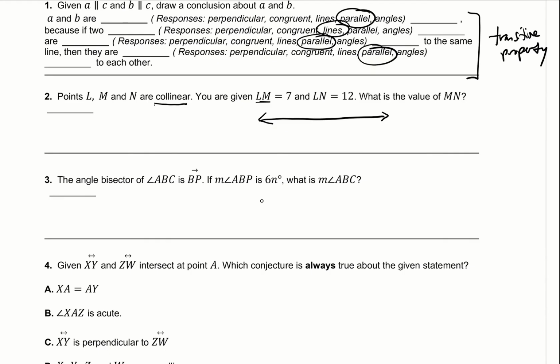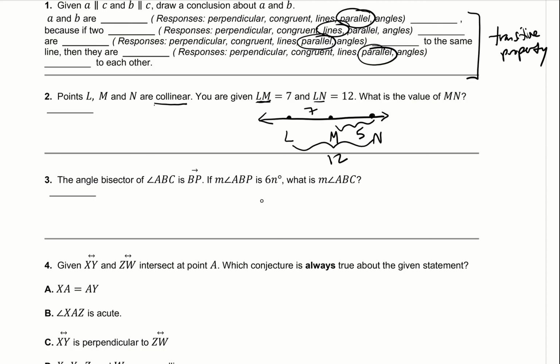Now it says LM, the distance from L to M, is equal to 7, and from L to N is equal to 12. So we have here the distance from L to M is 7. The distance from L to N is 12, like this. And so once you draw this out, you can tell that M to N has to be 5, since 5 plus 7 is 12.